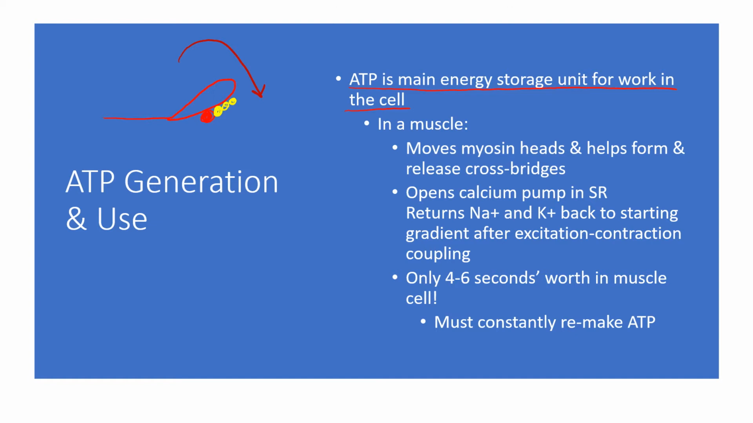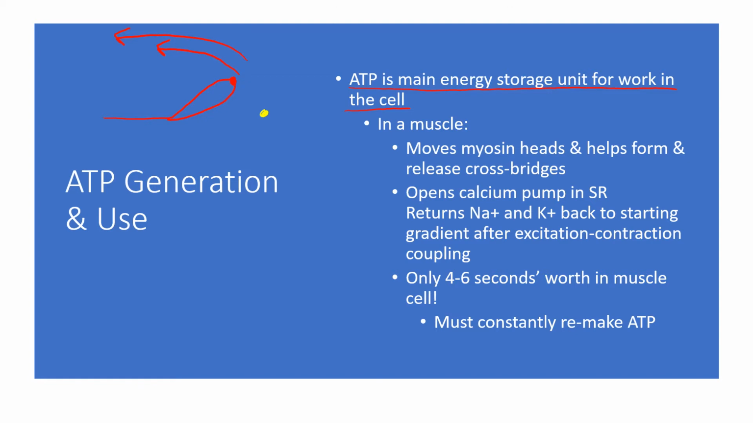When one of those phosphates pops off, it releases energy. This is bound to an actin binding site. It'll be pulled this way. That energy released will pull the myosin head, and that'll drag the actin filament along with it, thereby moving the actin filament closer to the M line. And of course, this is happening over and over and over again.